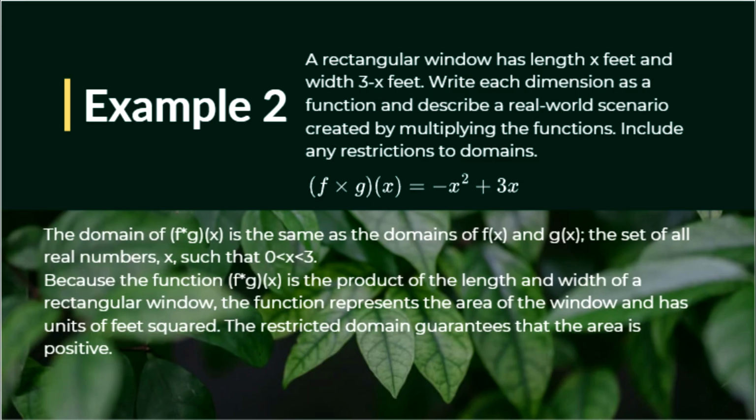The domain of f times g of x is the same as the domains of f of x and g of x. So if you figured it out for the two separate ones, the domain does not change. It's all a set of real numbers as long as x is between 0 and 3, because we're dealing with this formula, okay? Because the function f times g of x is the product of the length and the width of a rectangular window, the function represents the area of the window and has units of feet squared. The restricted domain guarantees that the area is positive. You can't have the black hole window, all right?